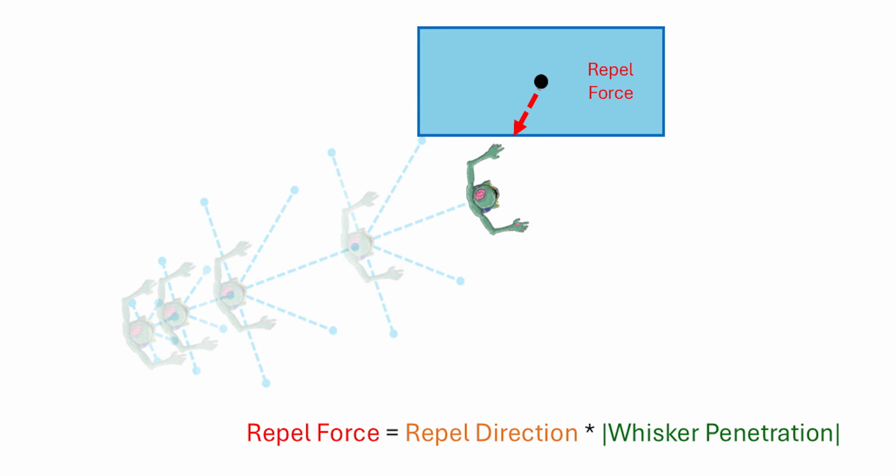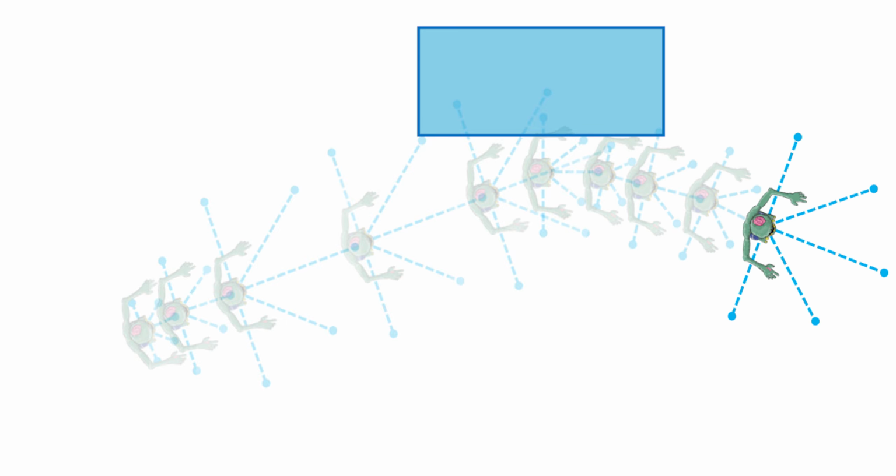Returning this force will ensure our zombie moves around the obstacle. And on subsequent frames, whiskers may still be colliding, but these will be penetrating the object less and the agent will be moving slower. So before you know it, the zombie has avoided the collision.